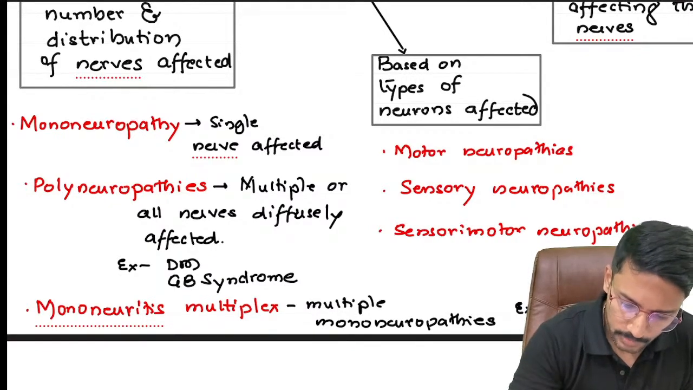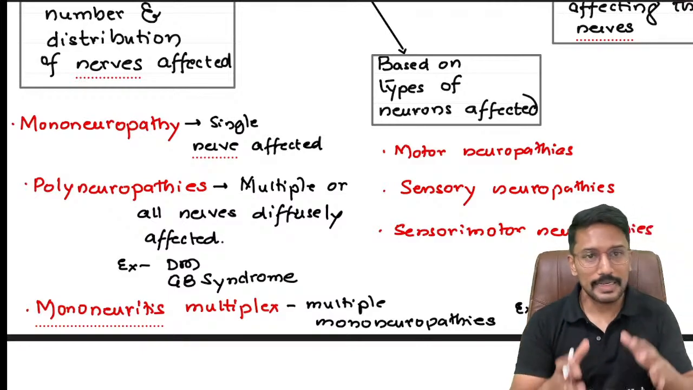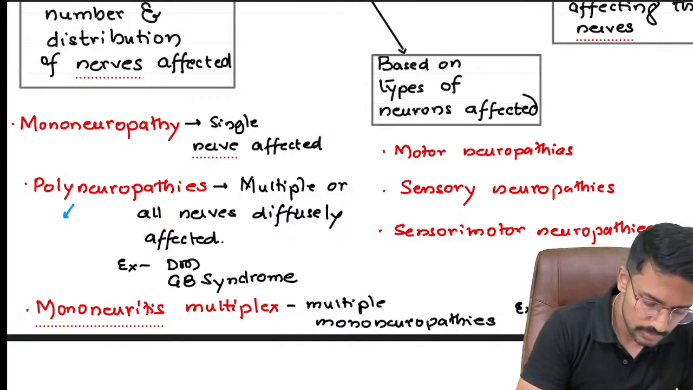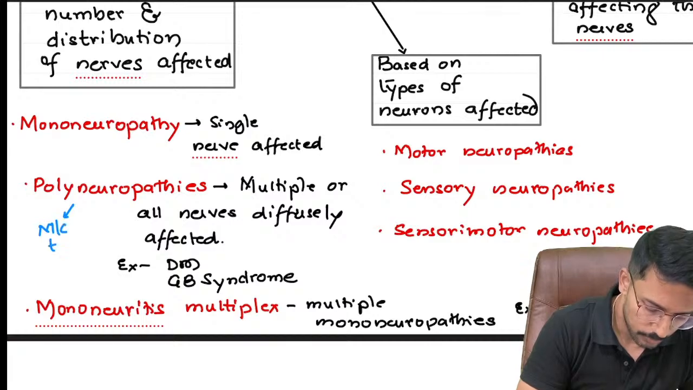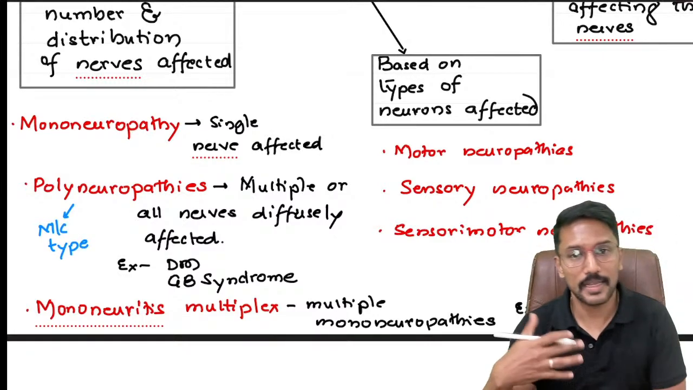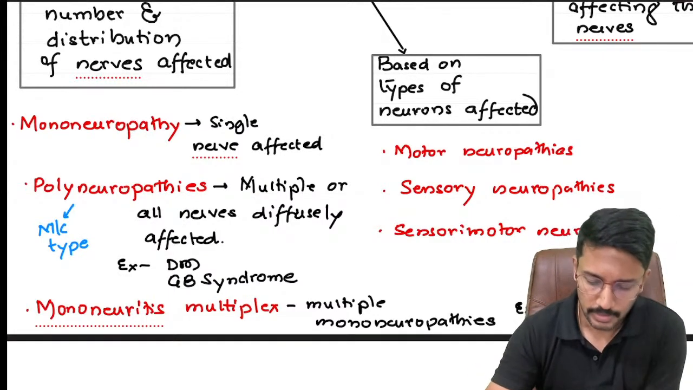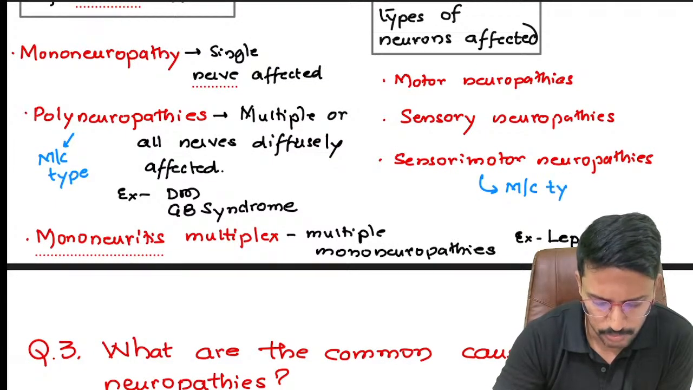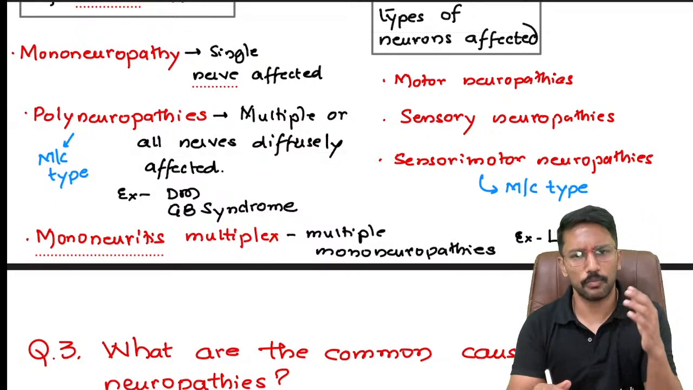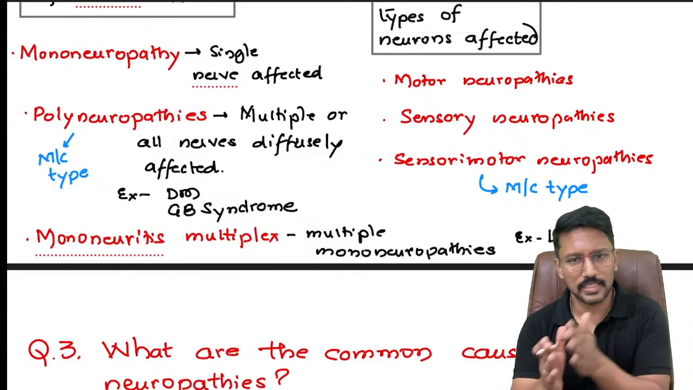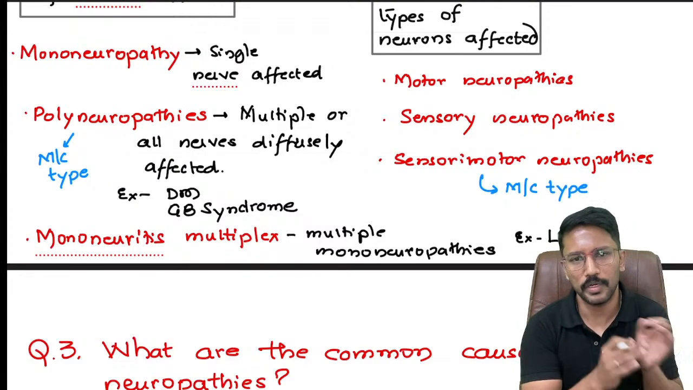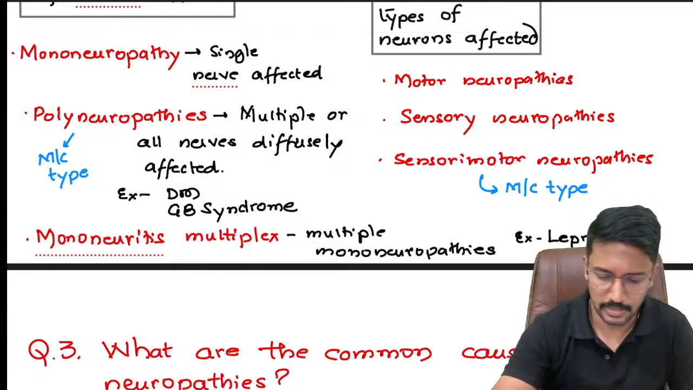Okay. Now there are a few MCQ points here. The first one, based on the number of nerves affected, polyneuropathy is the most common type. And in terms of the nature of neurons affected, it is the sensory motor neuropathies which are the most common type. So in the majority of the neuropathies you see, there is involvement of both the sensory neurons as well as motor neurons. Only in a few inherited disorders, you may have predominant motor involvement or predominant sensory involvement.